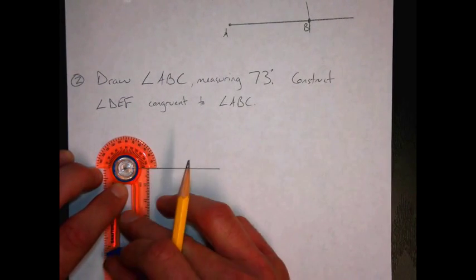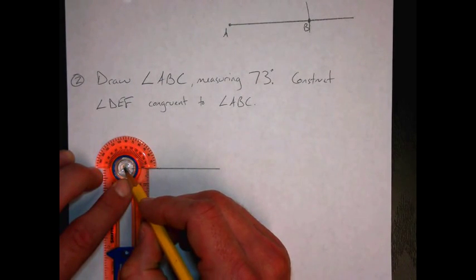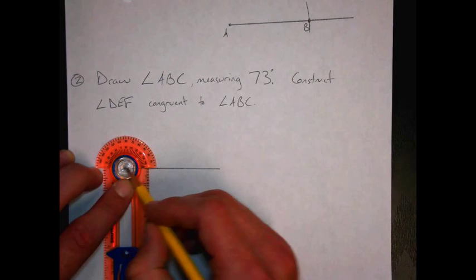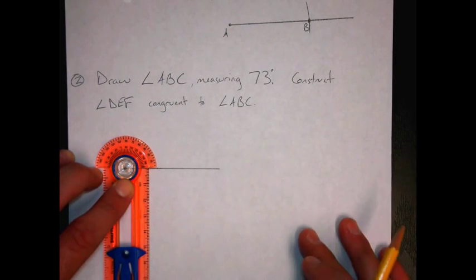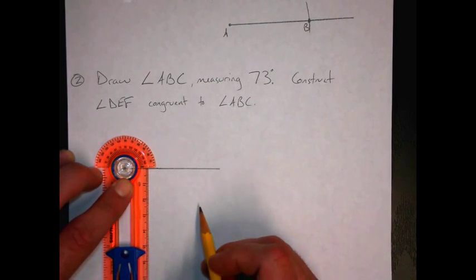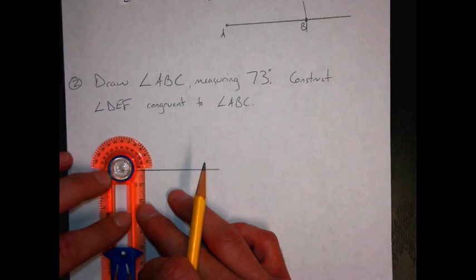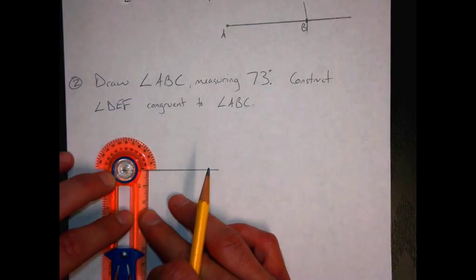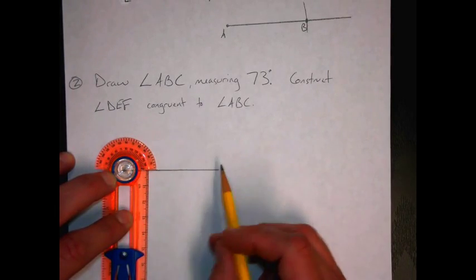Okay, so we have the vertex of our angle in the center point of our compass, and we make sure that the base we drew is flush with the base of the protractor. Hear that word flush, that's what that means. Not flush, and flush. Okay, so make sure the protractor is flush. And so we're going to measure 73 degrees.